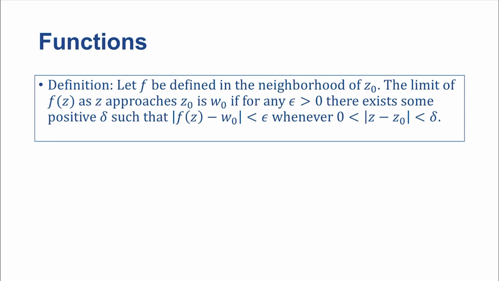Again, we can look at a geometric argument. It says that any neighborhood of the limiting value w naught is going to have all the values assumed by the function in the neighborhood of z naught, except for possibly at z naught. So we're still able to make that convergent sort of definition.